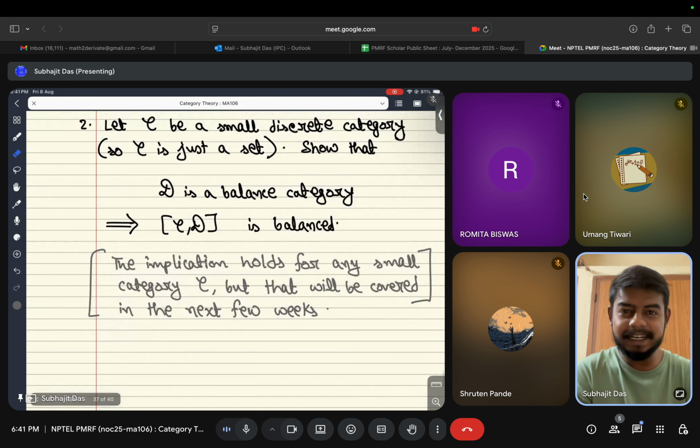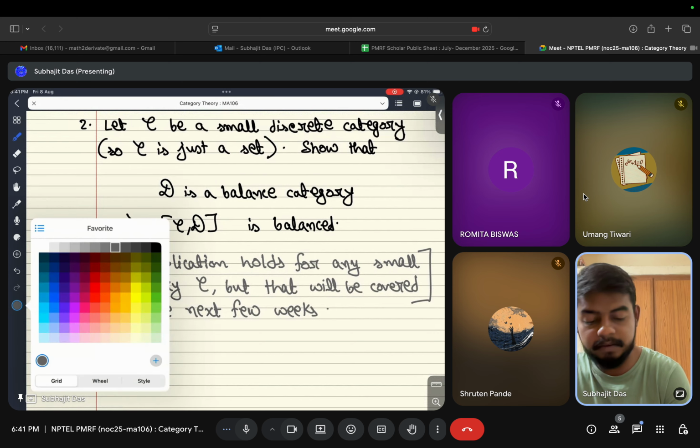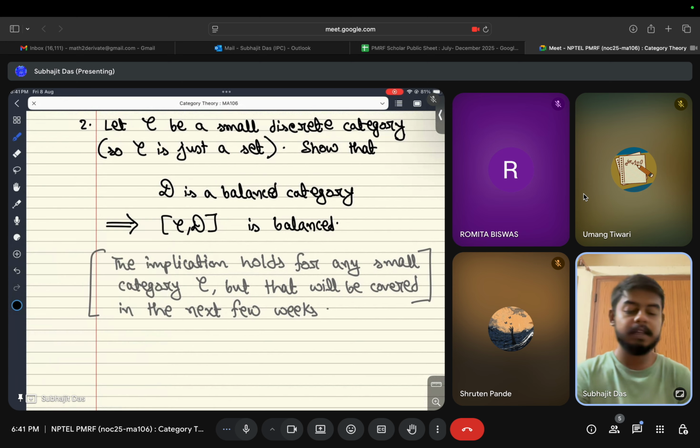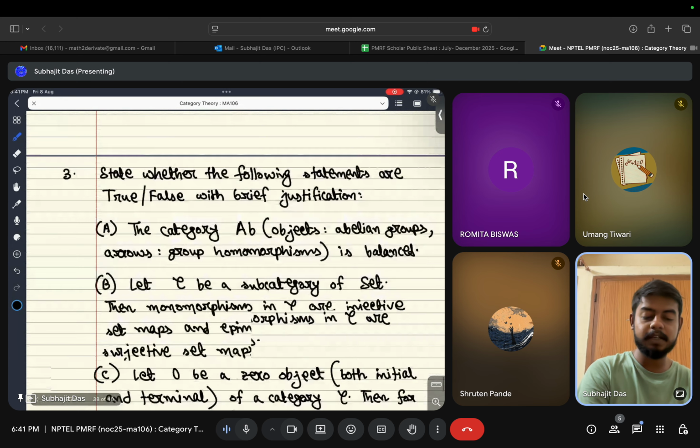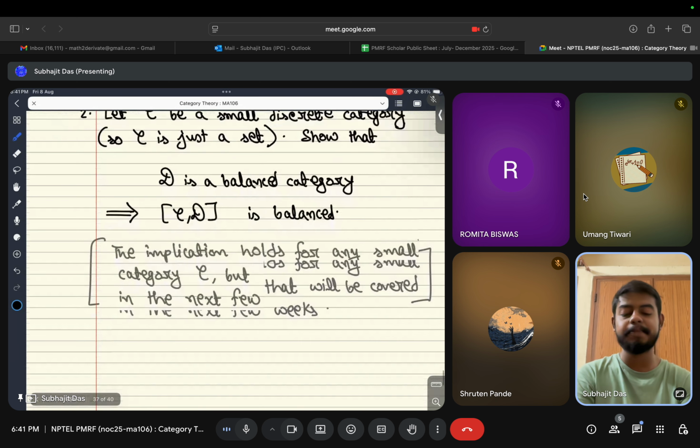We'll come to this later. This is not too difficult. We'll come to this later. But for now, let's focus on other problems. And if we don't have time, I'll leave this as a practice problem.